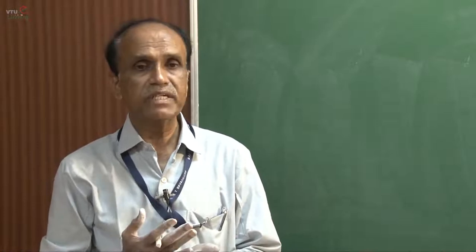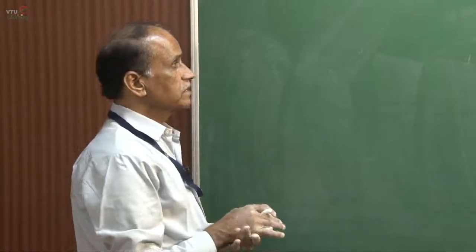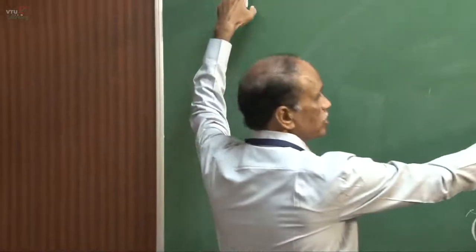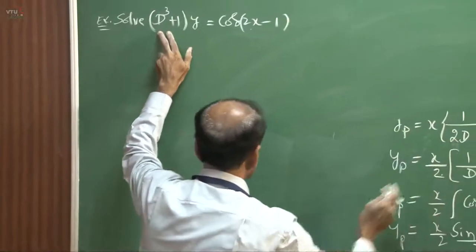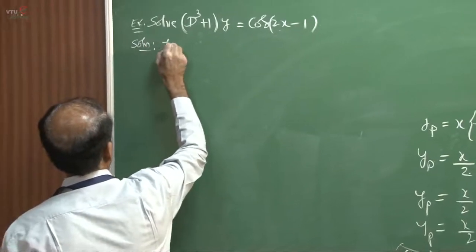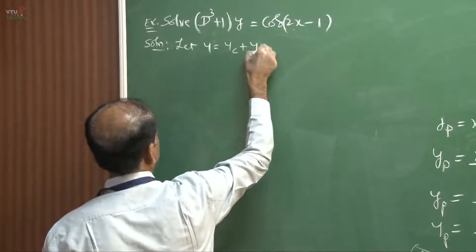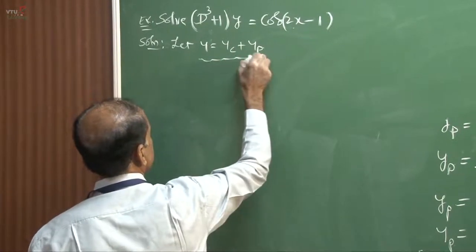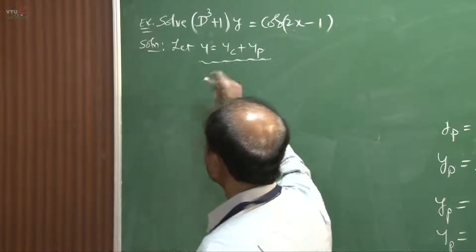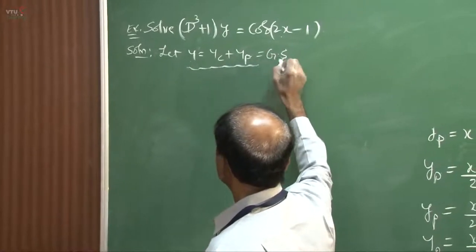That is one requirement. And another requirement is you have to operate the inverse differential operator to bring it in the denominator as third order derivative only. Solution: let y is equal to yc plus yp. This is the compulsory step that you have to write. This is the general solution, GS, if you write.